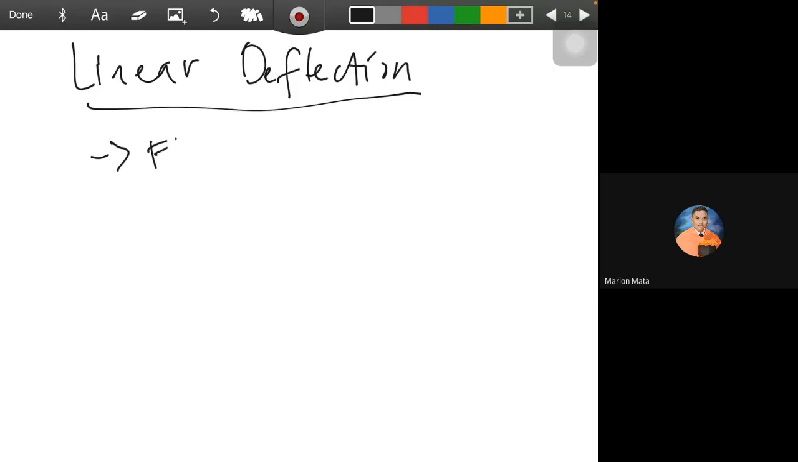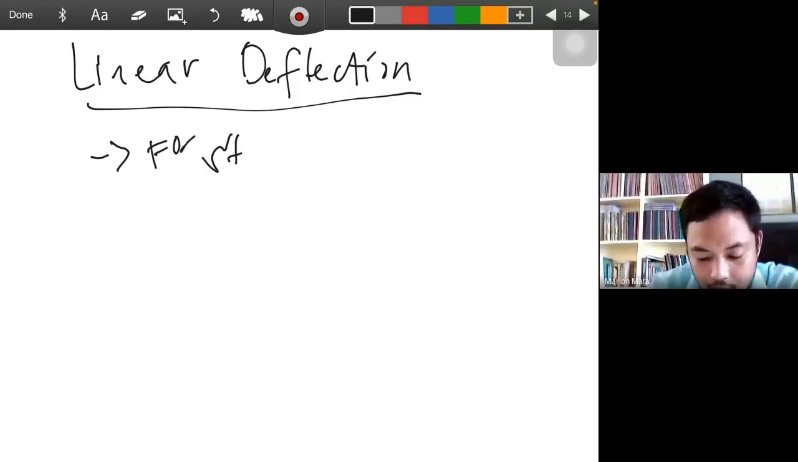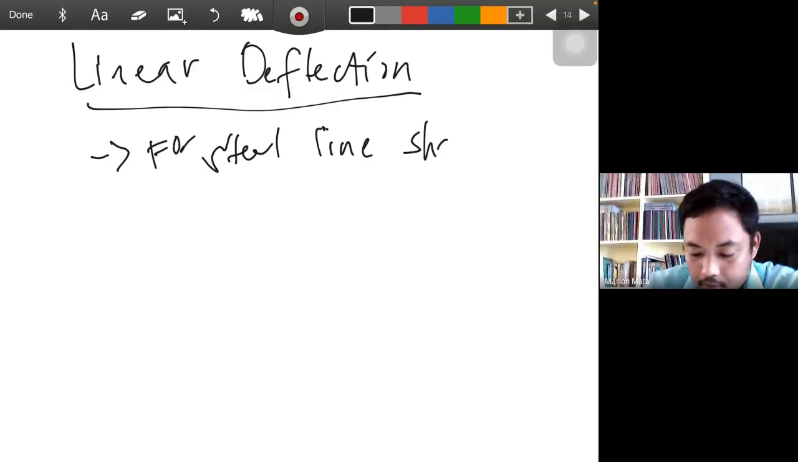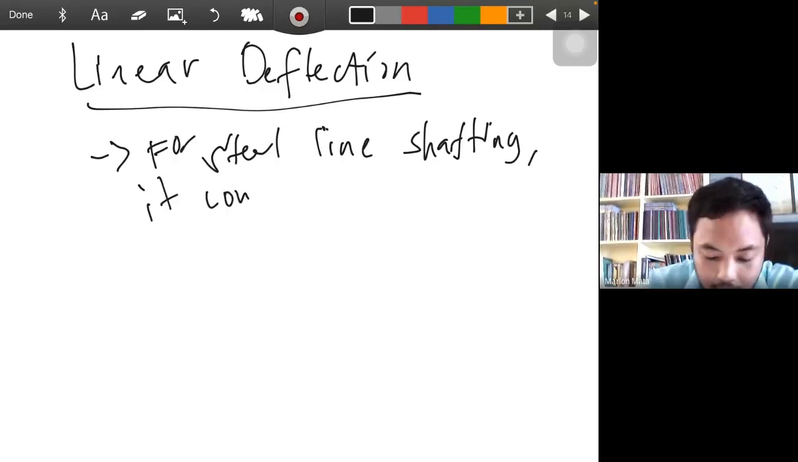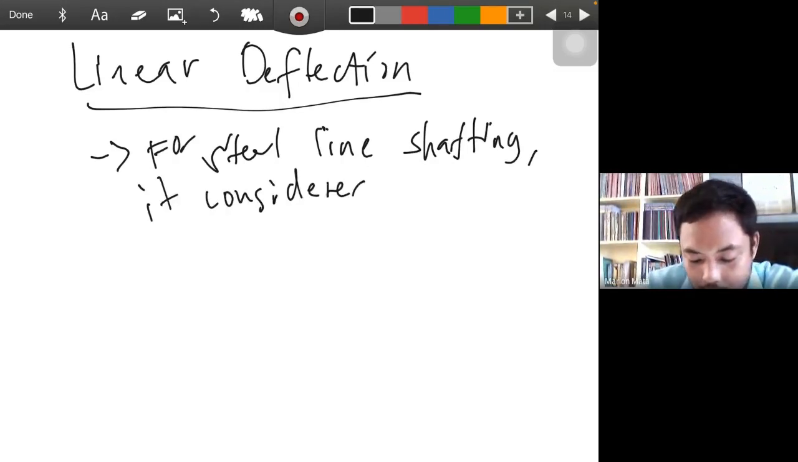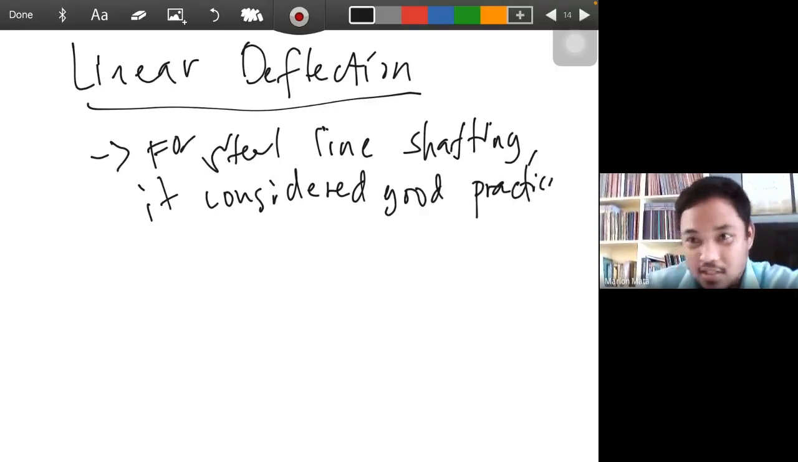Okay. For steel, the red one in our Google Classroom, it is considered good practice. So this is in the machine design field.